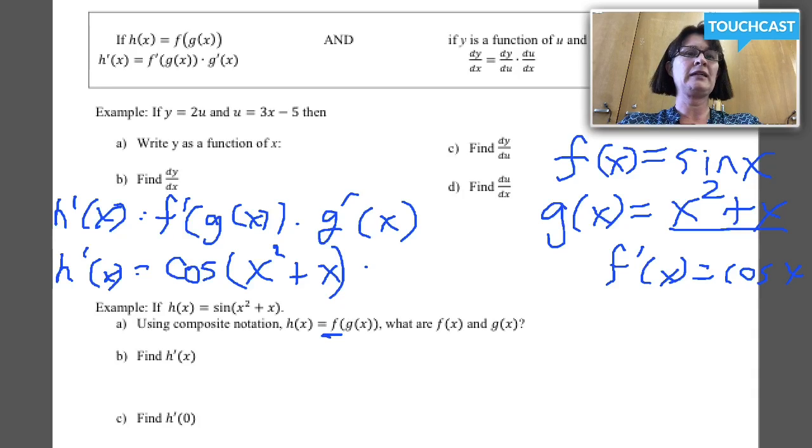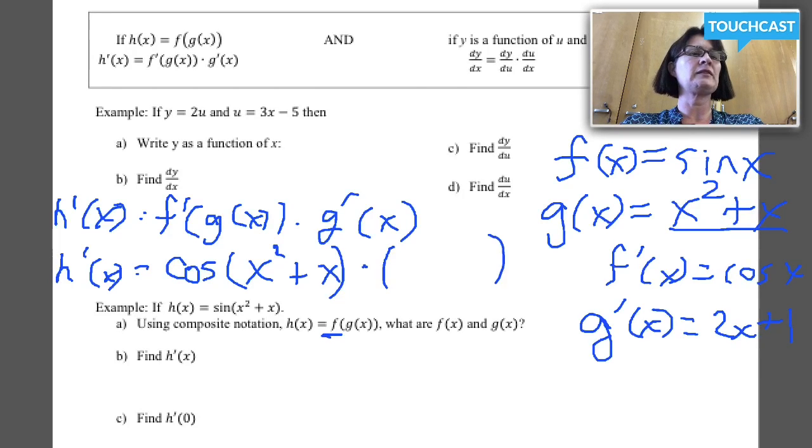Here's my multiplication dot, times. I need g prime of x. Well, that's not too bad. We're experts at taking derivatives of polynomial functions now. I'm just going to write it on the side here in case that helps you know where I'm coming from. G prime of x, the derivative of x squared is 2x. The derivative of x is 1. So it's going to be, and this whole thing has to go in parentheses, 2x plus 1. So that's my answer to part B. H prime of x is the cosine of x squared plus x times the quantity 2x plus 1.